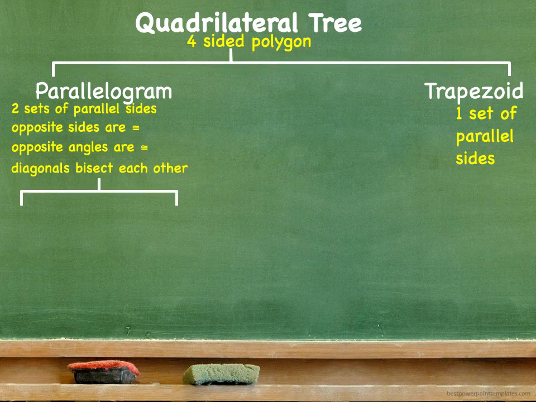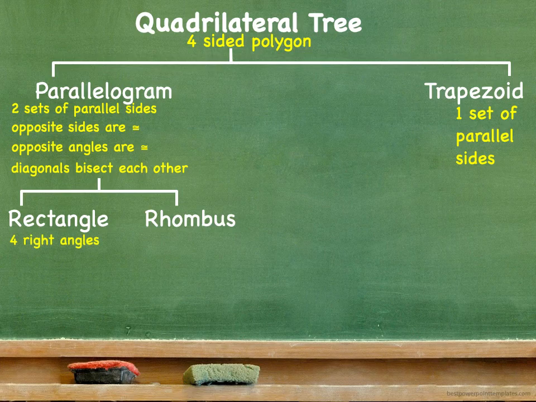Okay? Under the parallelogram, we have a rectangle. We also have a rhombus. A rectangle has four right angles. Now, please keep in mind, in addition to the four right angles, a rectangle is a parallelogram, meaning it has two sets of parallel sides. Opposite sides are congruent. Opposite angles are congruent. Diagonals bisect each other. Okay, but a rectangle specifically not only has all of those, but specifically has four right angles. The diagonals of a rectangle are congruent. Now, please remember the diagonals aren't necessarily congruent in any parallelogram, but in a rectangle, the diagonals are congruent.